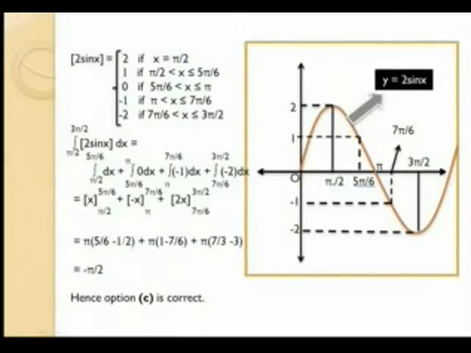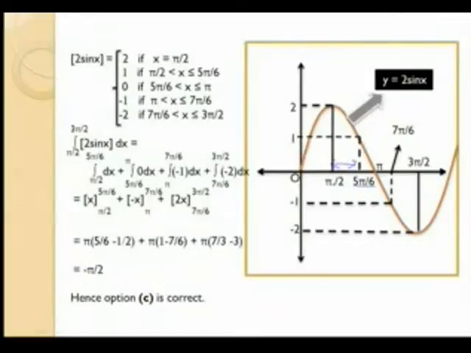Now in this interval from pi by 2 to 5 pi by 6, we see that this is the curve of y equal to 2 times sin x, and it varies from 1 to 2. Hence when we take the greatest integer function of this portion, we would get equal to 1. For this interval 5 pi by 6 to pi, we see that f(x) varies from 0 to 1, and hence the greatest integer function of y would be equal to 0. In the interval pi to 7 pi by 6, we see that the value varies from 0 to minus 1. Hence the greatest integer function of f(x) in this interval would be equal to minus 1.